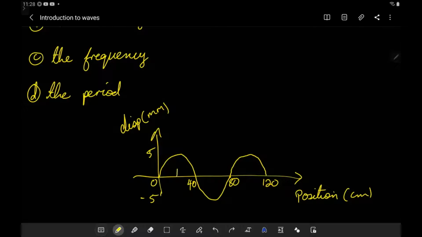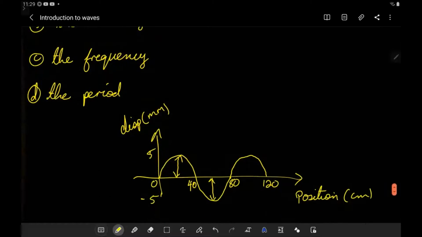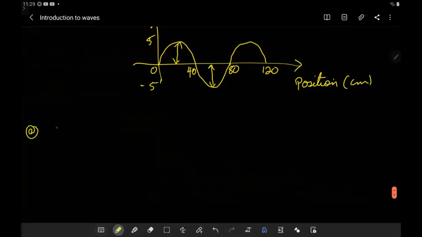So the maximum displacement will be 5, because that is the largest displacement from the rest position, which is 0. Notice that this distance here is 5. This distance here is also 5. The distance from the rest position is 5. So the amplitude is 5 millimeters. So A would be 5 millimeters.